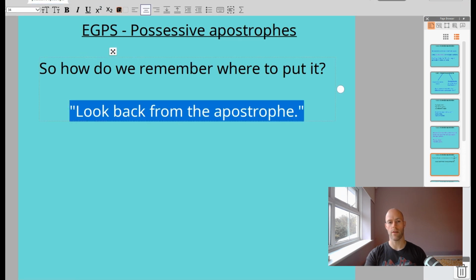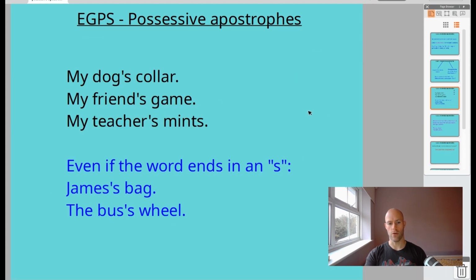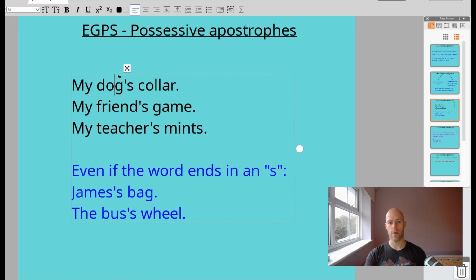I will use the examples that I've already talked about to show you exactly what I mean. So if you're not sure how many we're talking about, we look backwards from the apostrophe. So look, we've got my dog's collar. Look back from the apostrophe. We're dealing with a dog, singular dog. My friend's game, are we talking about multiple friends here, or are we talking about one particular friend? Look back from the apostrophe. Friend, singular friend. My teacher's mints, are we talking about you having multiple teachers and all their mints, or just one teacher's mints? Look back from the apostrophe and you'll see it's singular.